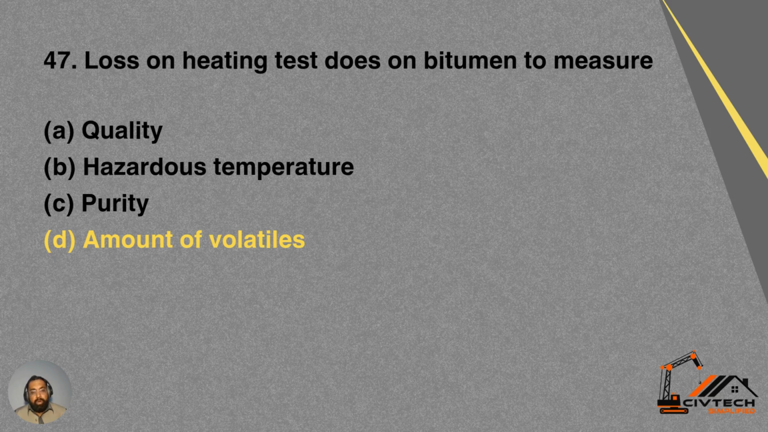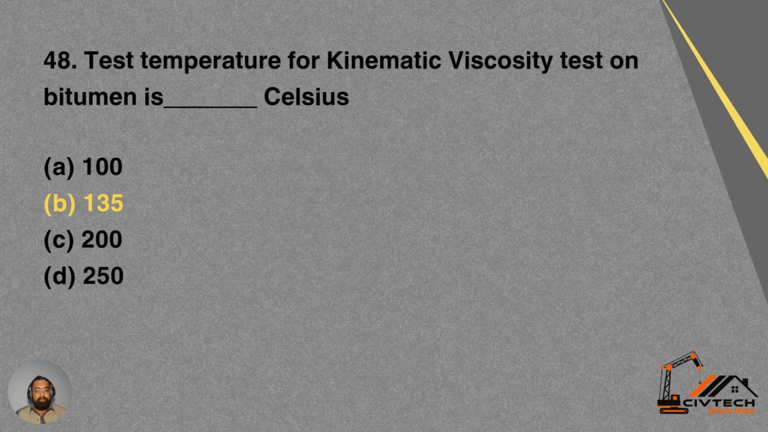Question 47. Loss on heating test is done on bitumen to measure. Option A, quality. Option B, hazardous temperature. Option C, purity. Option D, amount of volatiles. So loss on heating test is done just to measure the amount of volatiles. D is the correct option for this question.